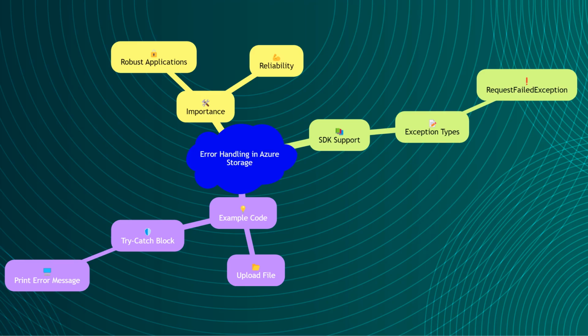Handling errors and exceptions is crucial when working with Azure Storage. The SDK provides various exception types, such as RequestFailedException, to help you identify and handle errors. For example, try await blobClient.UploadAsync path/to/local/file.txt true. Catch RequestFailedException ex, Console.WriteLine error ex.Message. This code attempts to upload a file and catches any exceptions that occur, printing the error message. Proper error handling ensures robust and reliable applications.